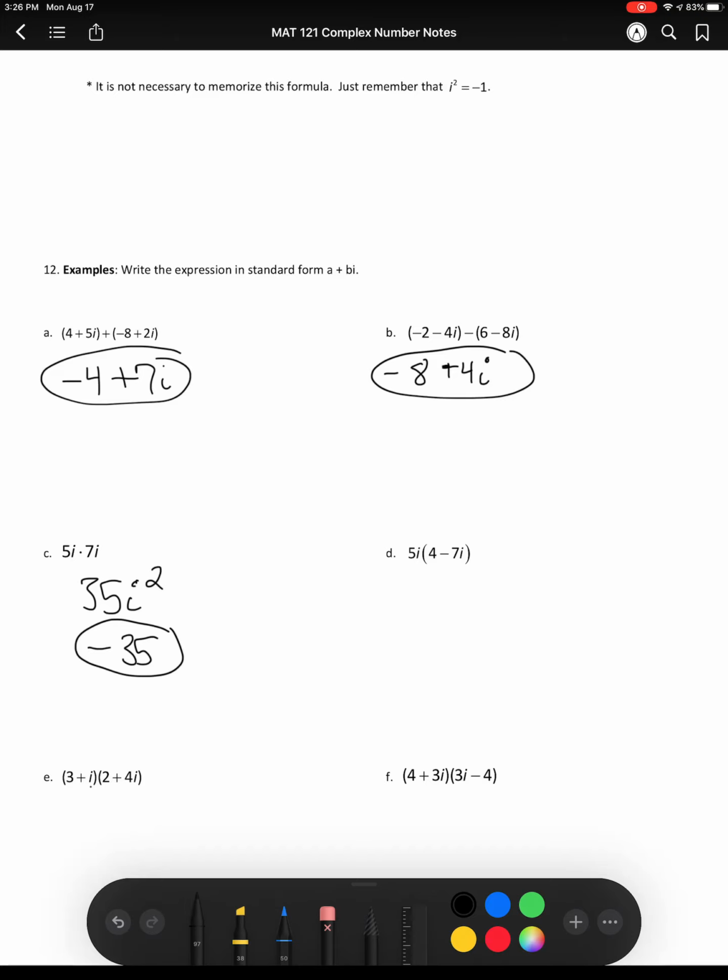For D, 5i times the quantity 4 minus 7i, we want to distribute. So 5i times 4 is 20i. 5i times negative 7i is minus 35i squared. Remember that i squared is negative 1, so this is going to be 20i plus 35.